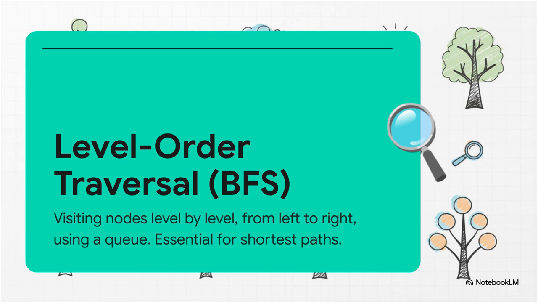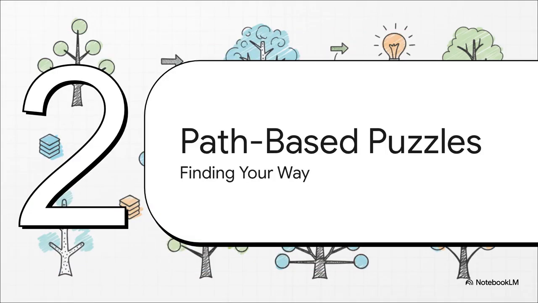The other major way to walk a tree is totally different. It's called breadth-first search, or level order traversal. Instead of going deep, you go wide. You visit every node on level 1, then every node on level 2, and so on. To do this, you're going to use a queue. This is your absolute go-to pattern for any problem that talks about levels or finding the shortest path from the root. Okay, so we've got our traversal tools.